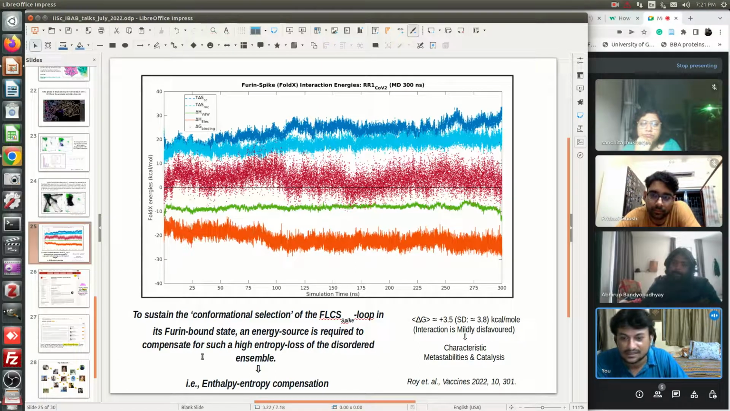diagram, I will show the energy calculations that we performed using FoldX, which is kind of a state of the art in structure-based thermodynamics these days, where we found out that the average delta G of interaction, delta G binding or interaction, whatever you say, is mildly disfavored. It has a mean value of plus 3.5 kilocalorie per mole, but it has a standard deviation of equal magnitude. So obviously this is close to that 0 point where you do not have a preference, but still it is mildly disfavored.